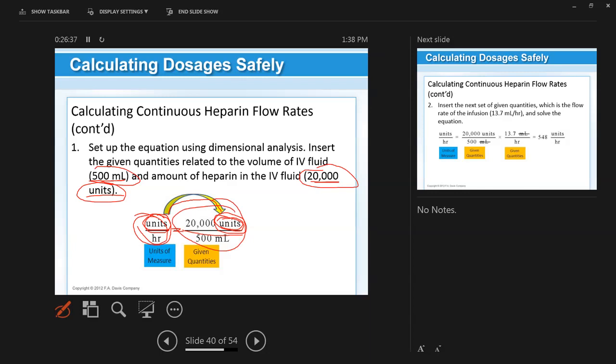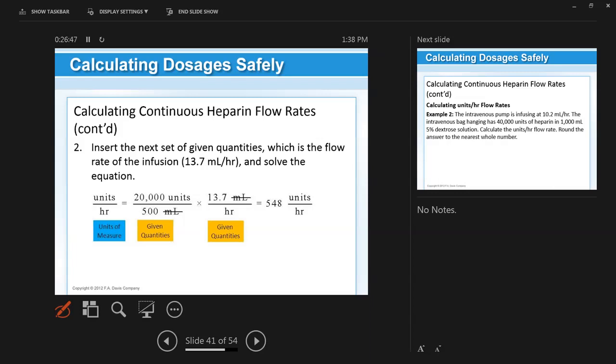Now I'm looking for units per hour, and I have milliliters. So something tells me I've got to be able to reduce or eliminate that milliliter as a label, because that's not added as a label of what I'm looking for. So since I have milliliters down here, I'm going to go ahead and put milliliters up here. Then I need to look to my problem and identify what has a label of milliliters. And it's my pump setting. My pump is infusing at 13.7 milliliters per hour. So I can go ahead and then enter my 13.7 milliliters over hour.